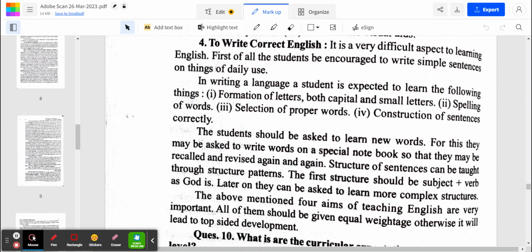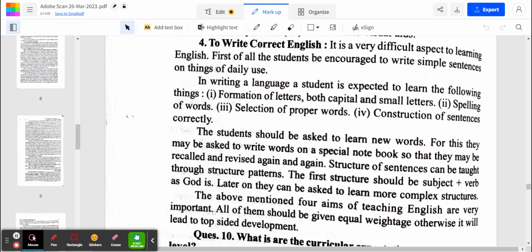It is a very difficult aspect to learn English. First of all, the students are encouraged to write simple sentences of things of daily use. A language student is expected to learn the following things: formation of English letters, both capital and small, spelling of words, selection of proper words, and construction of sentences correctly.